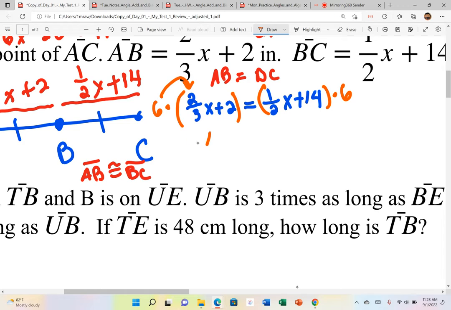Wait a minute, 4x. All right. 6 times 2 is 12. 12 divided by 3 is 4. So that's 4x. Then 6 times 2 is 12. Look at that. The fraction went away. I get 4x plus 12 equals.